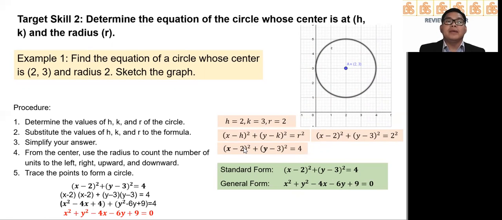Using GeoGebra, if you type the given, you can show the graph already. However, for you to learn this more, plot first (2, 3). Okay, so we know that (2, 3) is here. It's 1, 2 for x and 1, 2, 3 for y. That's the center. And then since you know that the radius is 2, from the center, again, count to the right. 1, 2, that's the first point. Then upward, 1, 2, that's the second point. To the left, 1, 2, that's the third point, and downward 1, 2, that's the fourth point. And then trace it so that you can form the graph of a circle.